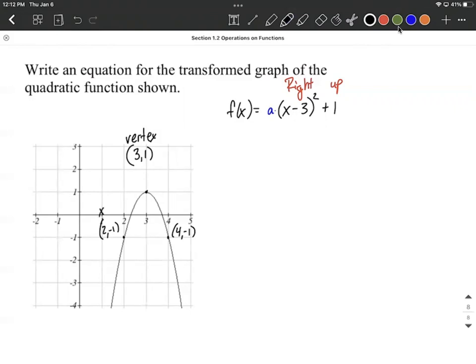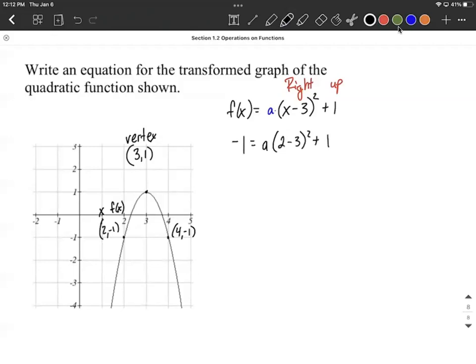So 2 is an x value, -1 is an f of x or y value. And now I'm going to substitute those into the formula we're coming up with on the right-hand side. So for f of x, we can replace that with -1, and for x, we can replace that with 2. This creates a formula that has only one unknown. We don't know what a is at this point, but everything else is constants.